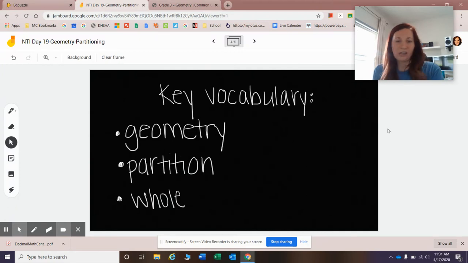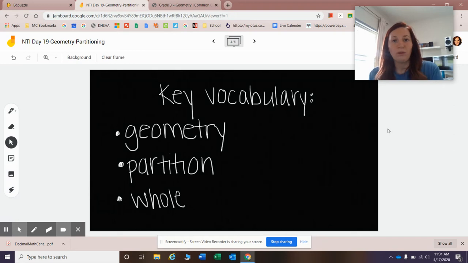Partitioning. What is partitioning, Miss Mallory? I heard that big fancy word whenever we were looking at the standards. Partitioning means to put into equal parts. So if you remember when we started our fraction unit, we talked about, okay, when you draw this out and you represent this fraction, make sure that it is in equal parts. Well, that's exactly what we're going to be looking at today.